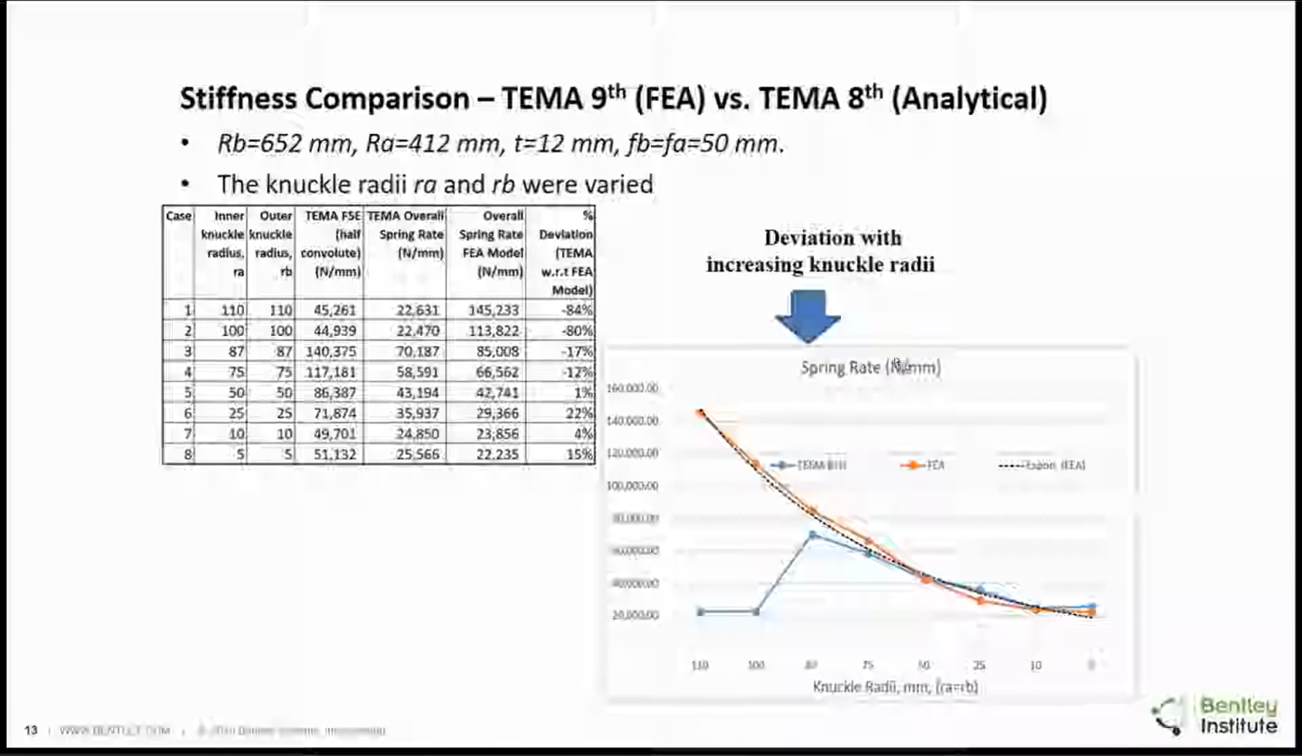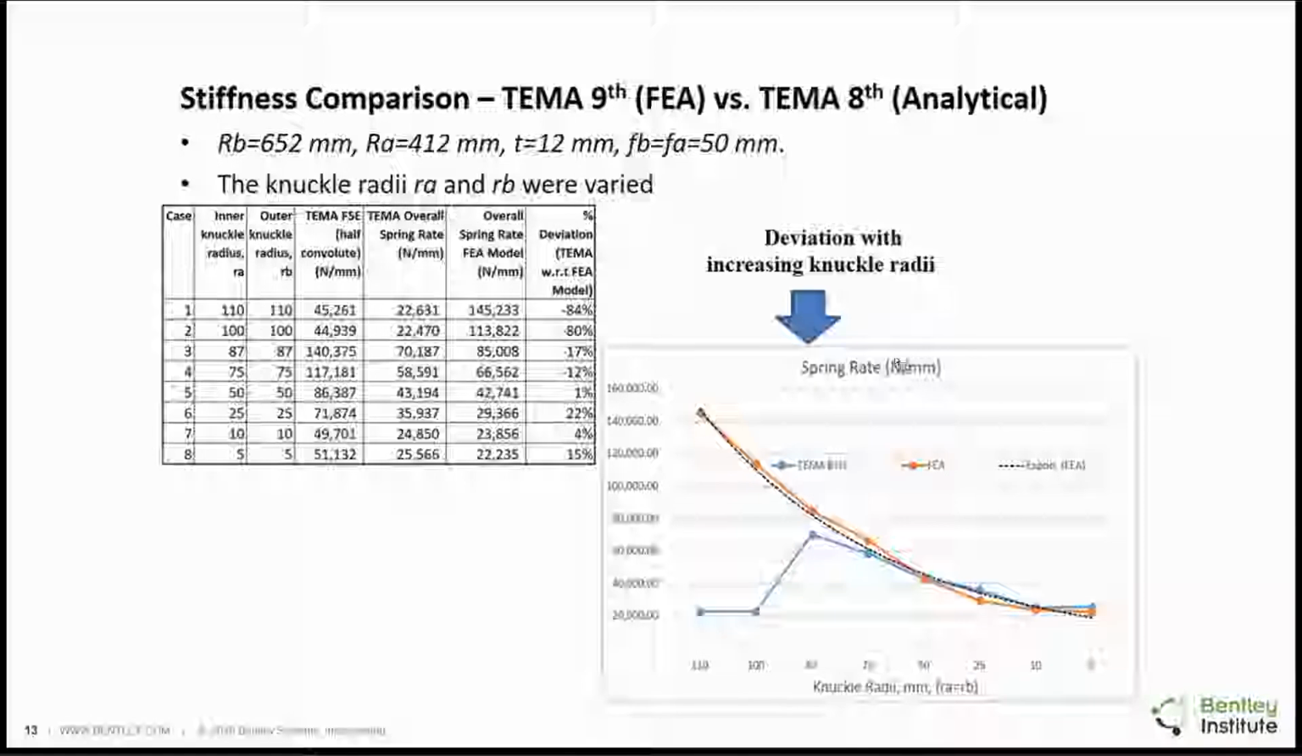In both cases, TEMA 9th and TEMA 8th, the calculations are tabulated here. So the summary of this result is better represented in the graph to the right. If you see in the x-axis, the knuckle radii actually decreases. So consider the smallest knuckle radius, 5 mm. From there, it increases to 110 mm to the left.